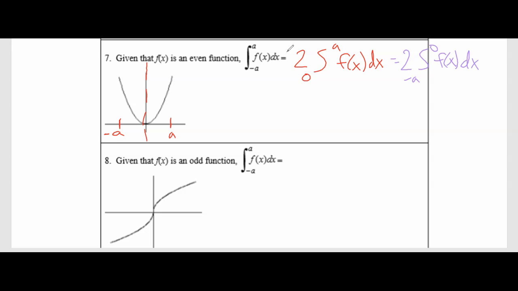And again, because it's symmetrical around the y-axis, there's going to be the same amount of area on the left-hand side as there is on the right-hand side. So again, you could just find half of the integral and multiply it by 2 if you wanted to.